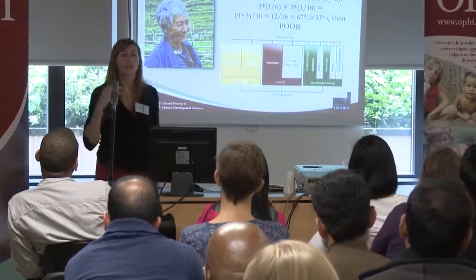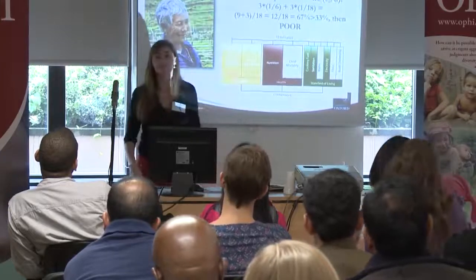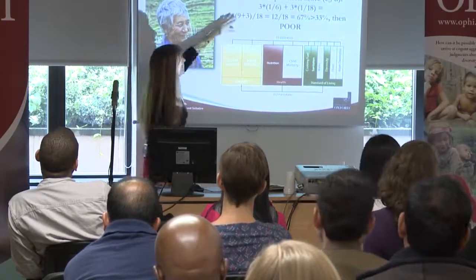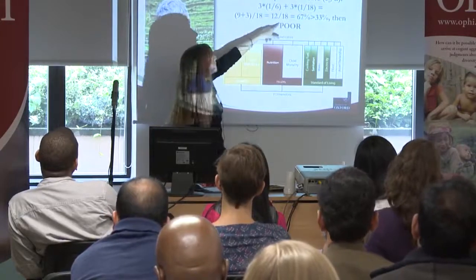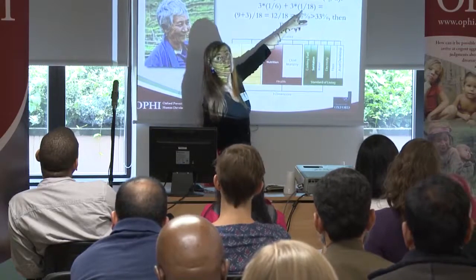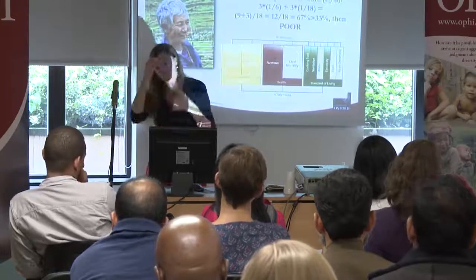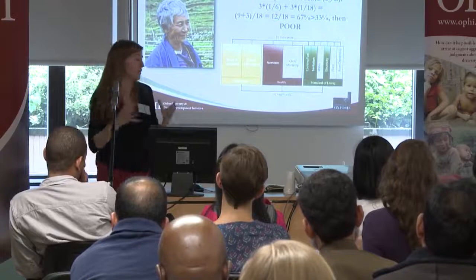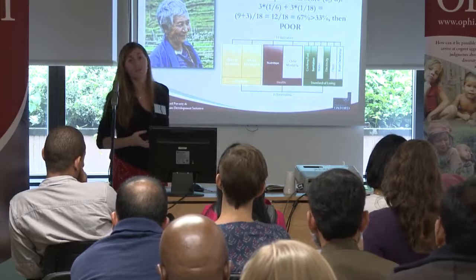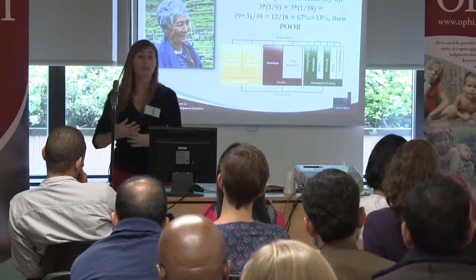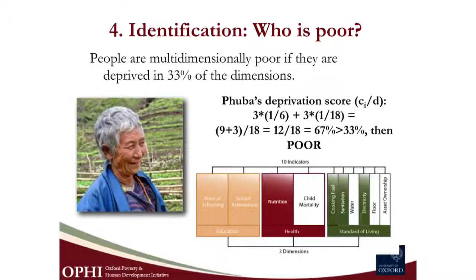She's deprived in electricity, sanitation, and cooking fuel. So basically, she's deprived in 3 indicators that account for 1/6 of the weight, and in 3 indicators that have a weight of 1/18. So if we calculate this, she's deprived in 67% of the weighted indicators. Since this is above our cutoff of 33%, she's identified as multidimensionally poor.